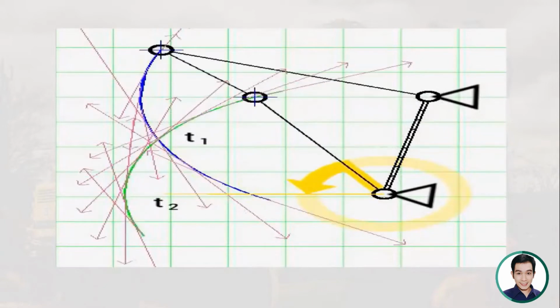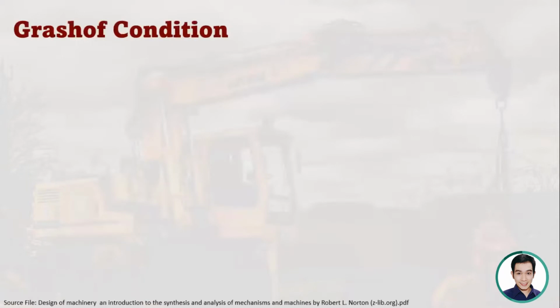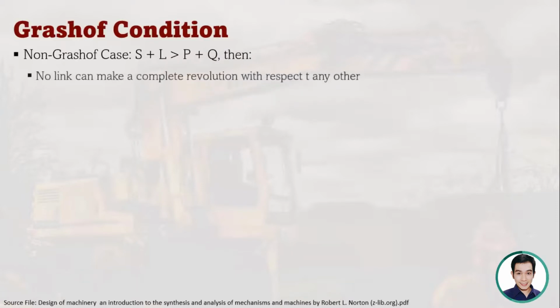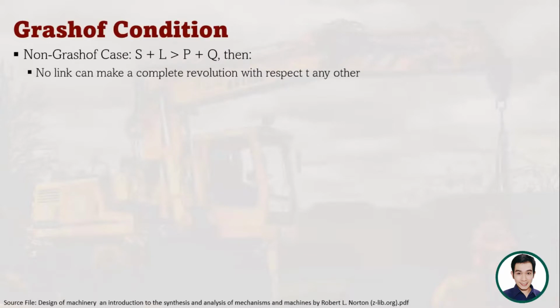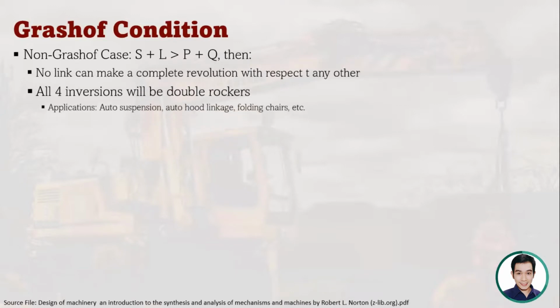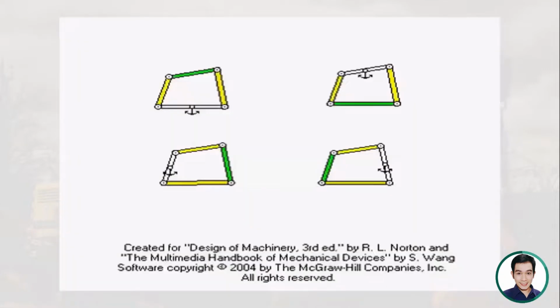So the inversion differs depending on whichever link is being grounded. In the case of a non-Grashof case, wherein the sum of the shortest and the longest link is greater than the sum of the other two links, then no link can make a complete revolution with respect to the other. All of the inversions will be double rockers. Applications of this kind of inversion are the auto suspension, the auto hood linkage, as well as folding chairs.